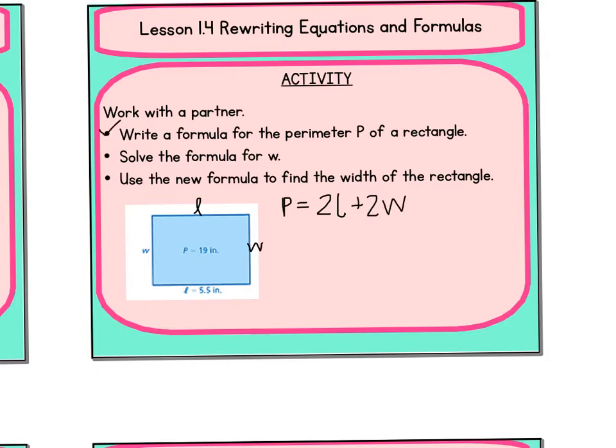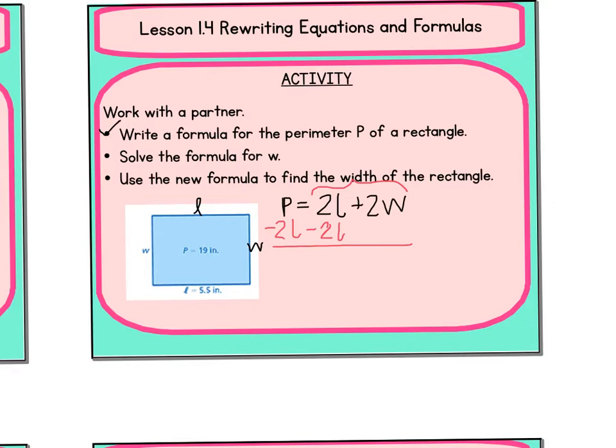The next step tells us to solve the formula for W. So what we want to do is get that W by itself. We go to the side that contains our W, and we see that connected to our W is a plus 2L. That's the first thing that we're going to undo, and we're going to undo it by subtracting 2L from both sides.